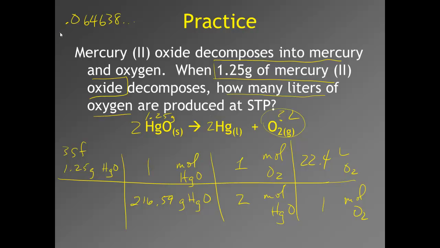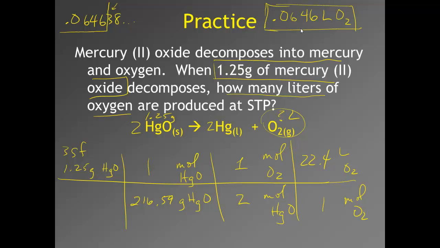Now remember, leading zeros don't count, but we keep them as placeholders. So we take the first 3 non-zero numbers. I look to the next number around. It's a 3. That means leave it alone. So my final answer rounded is 0.0646 liters of oxygen, O2. That is your final answer.